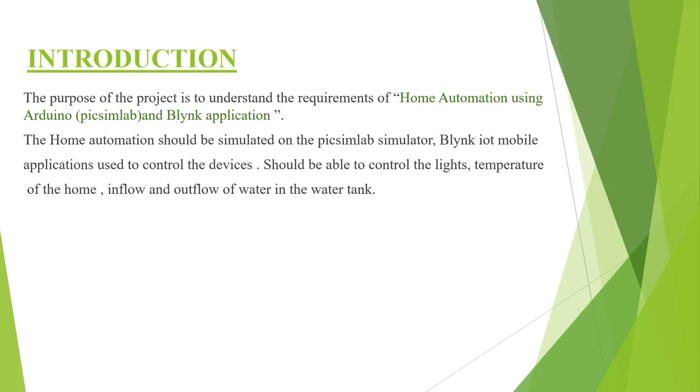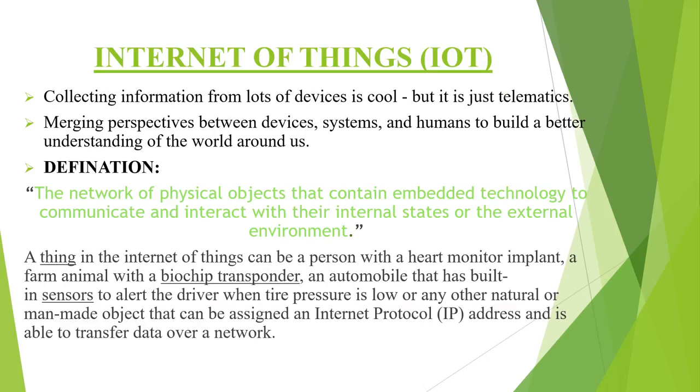The basic idea behind the project is to create a home automation using Arduino and Blynk application. So here, instead of using actual hardware, we are using a simulator, that is PicSimLab, and then we are using a Blynk mobile application to control these devices. The home automation should be simulated on the PicSim simulator. The Blynk IoT mobile application used to control the devices should be able to control the lights, temperature of the home, inflow and outflow of water in the water tank.